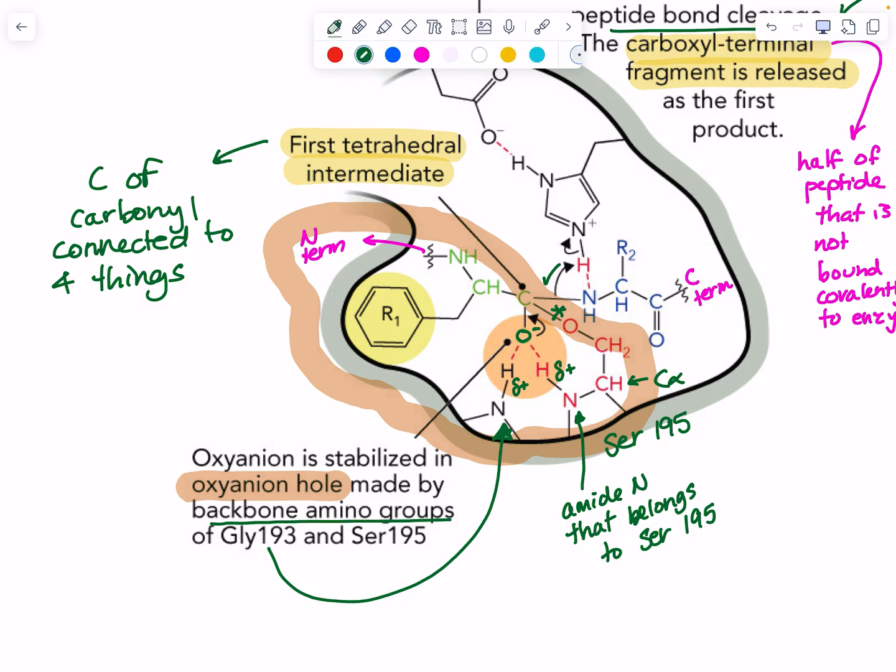So let's do this. This right here is my oxyanion hole. So can I replace this glycine with something else? Perhaps, right? But it has to be something that's not going to disrupt the structure with its side chain.